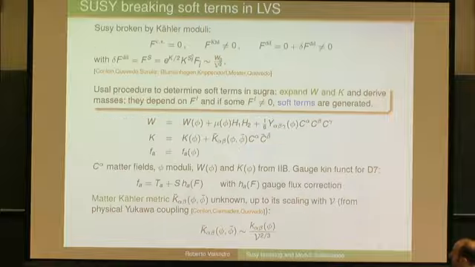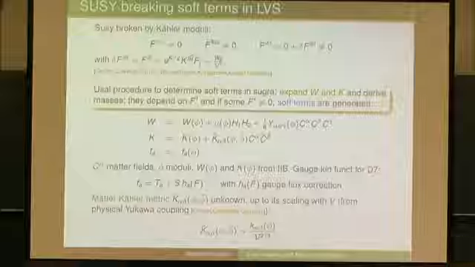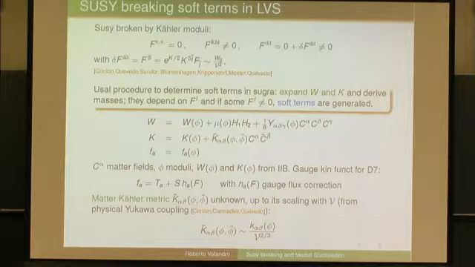Now we have to mediate the SUSY breaking to the visible sector. Since we have a supergravity theory, we should follow the usual procedure. We expand W and K with respect to the matter fields, and this will generate some masses, which depend on the F terms of the moduli. If these are different from 0, then the soft terms are generated. Since I'm running out of time, I will be quick here. Basically, this is the expansion.